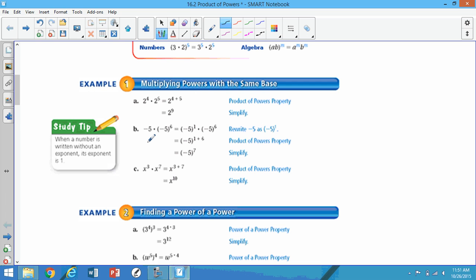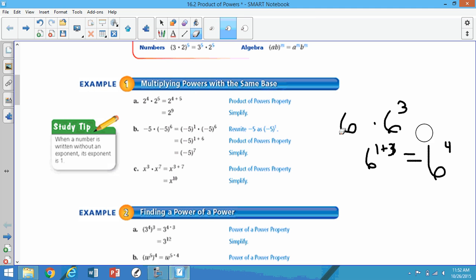So if I have -5 times -5 to the 6th power, it's -5 to the 1st times -5 to the 6th, which is 1 plus 6. If you have a number 6 with no exponent, and you're multiplying that times 6 to the 3rd, that means 6 to the 1st times 6 to the 3rd. So that would be 6 to the 4th. That's essentially what it's telling you.